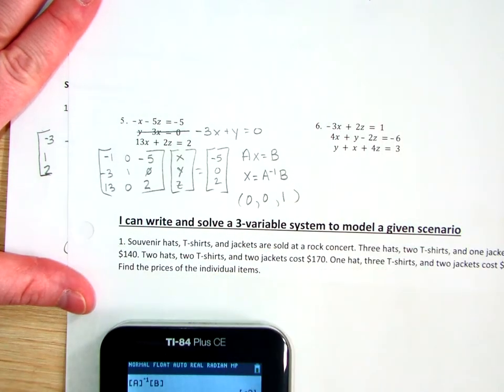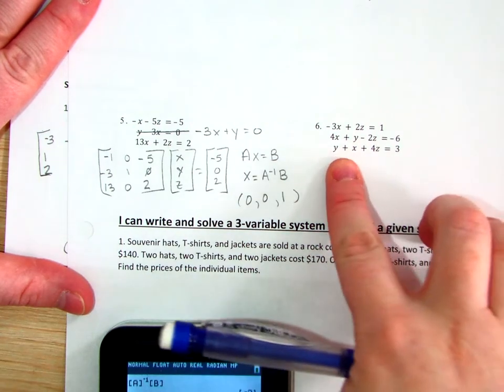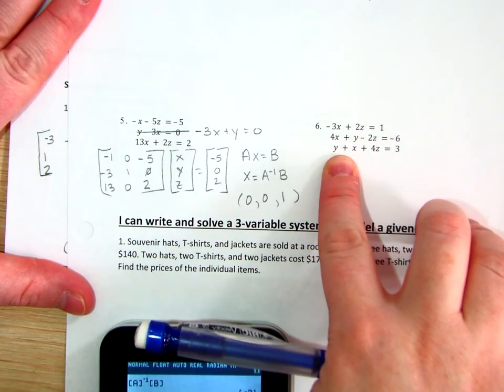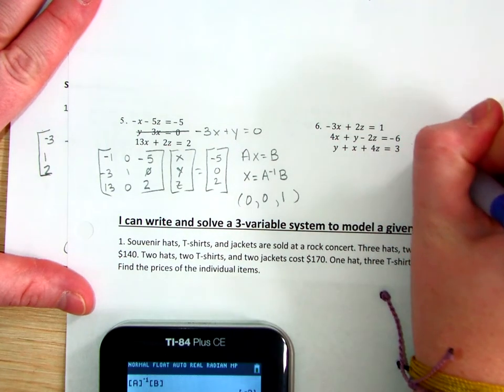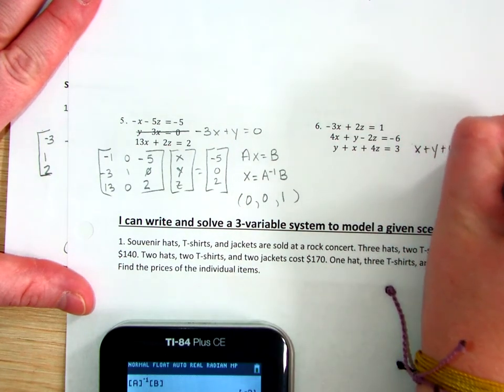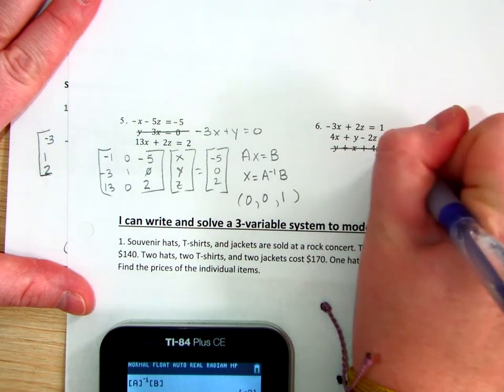Be careful. And I bring up number 6 for a reason, is this goes y, x. Make sure you have it in the correct order. They all need to line up, so this should be x plus y plus 4z equals 3. Otherwise, everything else is in the correct order.